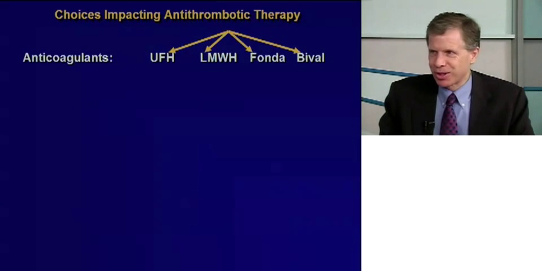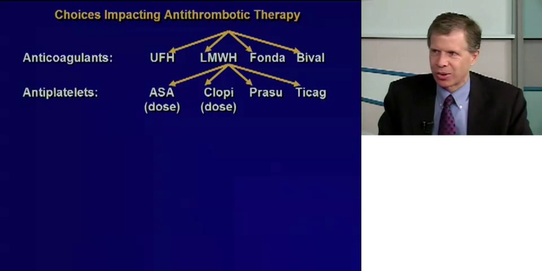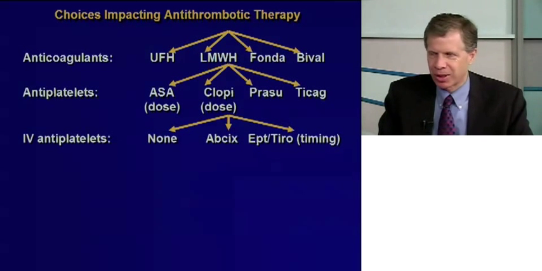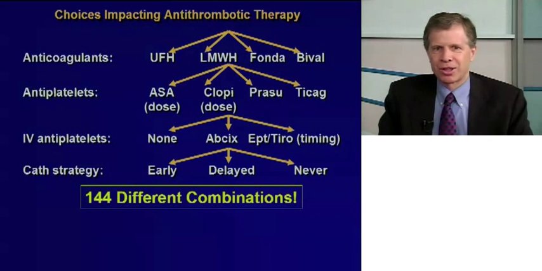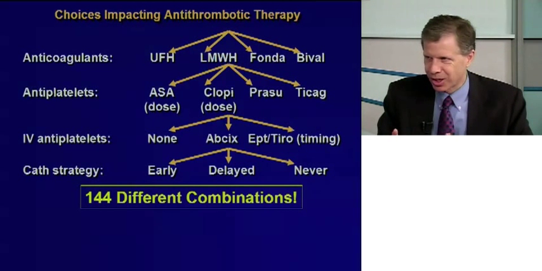As you know, we've got a lot of choices in patients with acute coronary syndromes. If we simply look at the selection of antithrombotic therapy and invasive strategy for anticoagulants, we've got 4 choices that are all Class 1 recommendations in the guidelines. For antiplatelet therapy, aspirin and its dose, clopidogrel and its dose, prasugrel, presumably before long ticagrelor, all choices. IV antiplatelet therapy, none, or abciximab or a small molecule, and the timing. Cath strategy, early, delayed, or never. And this oversimplified set of decisions is 144 different combinations.